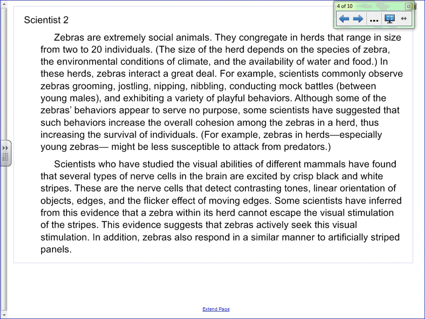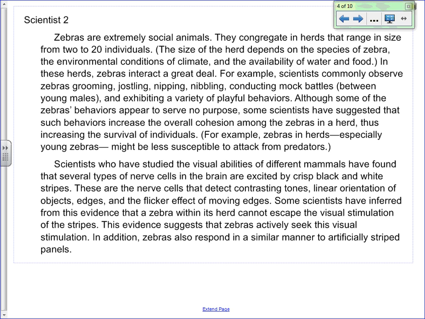playful behaviors. Although some of the zebras' behaviors appear to serve no purpose, some scientists have suggested that such behaviors increase the overall cohesion among the zebras in a herd, thus increasing the survival of individuals. For example, zebras in herds, especially young zebras, might be less susceptible to attack from predators. Fantastic. And then let's take the second paragraph.